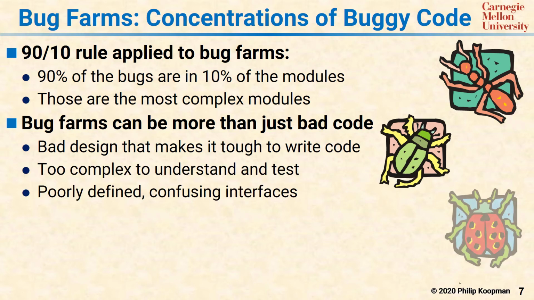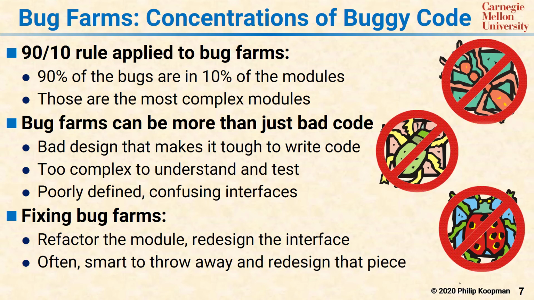It may be too complex to understand and test. It may be the design is so complicated no one can even figure out how to write code for it. Or maybe it's poorly defined, the interfaces are confusing, and so on. So generally, the idea is to take all the bugs you find and throw up a histogram and say, all right, for each module I found this many bugs. And it's common to find a handful of modules with huge numbers of bugs compared to all the other modules. Those are your bug farms.